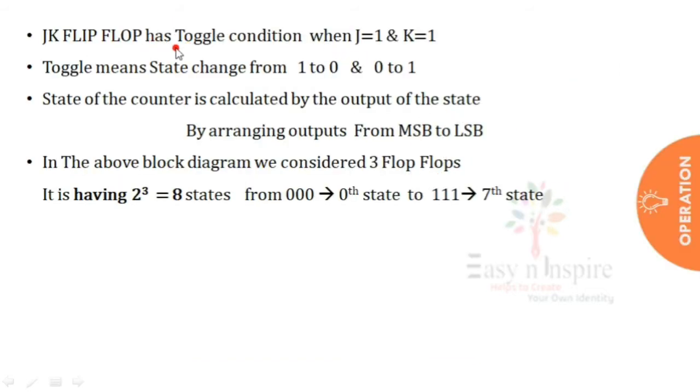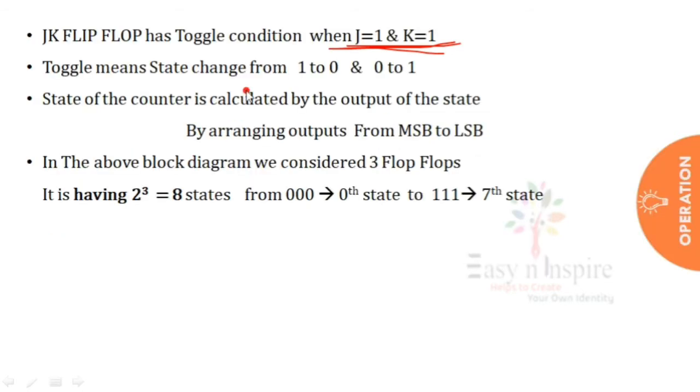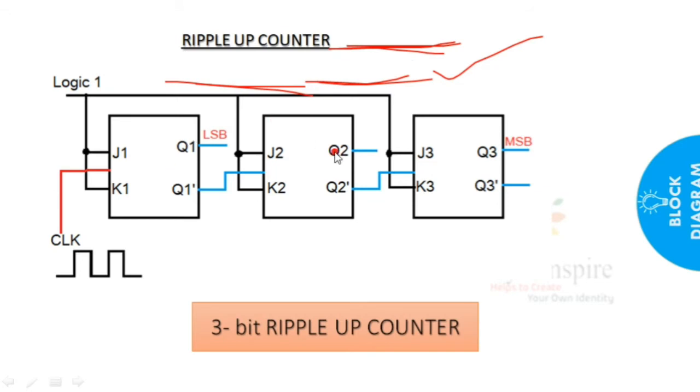Now, we will see the operation. A JK flip-flop has the toggle condition only when J equal to 1 and K equal to 1. So we have applied logic 1 to all the inputs. And the next point is that toggle means the state changes from 1 to 0 or 0 to 1. Okay. And the state count: we have already seen that counting is done by taking the outputs of each and every flip-flop. We have to consider the output of each and every flip-flop and write it down from MSB to LSB. So the output of this one, again the output of this one, again the output of this one. Write it down, and it gives the state number.